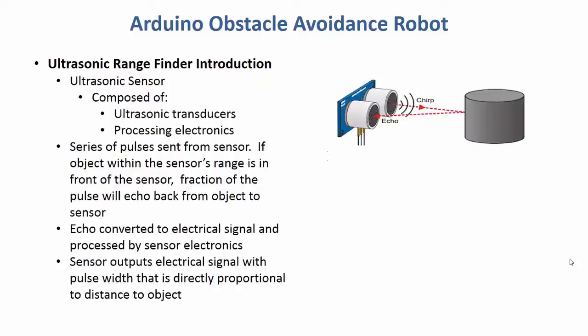Now a typical ultrasonic sensor will be composed of one or more ultrasonic transducers and processing electronics. And how it works is a series of pulses will be sent from the sensor, and if there's an object within the sensor's range that is in front of the sensor, a fraction of the pulse will echo back from the object to the sensor. Now that echo is then converted to an electrical signal, and it'll be processed by sensor electronics. And the sensor will output an electrical signal with a pulse width that's directly proportional to the distance to the object.